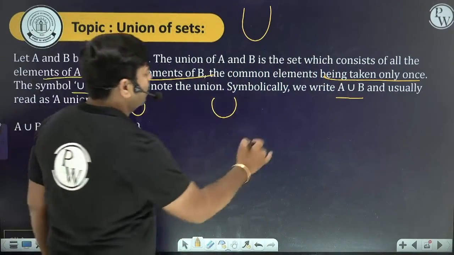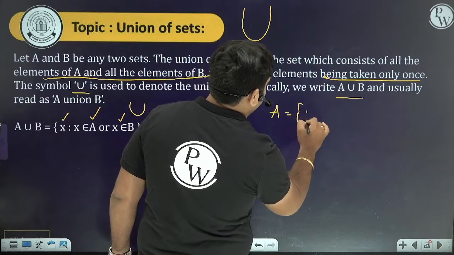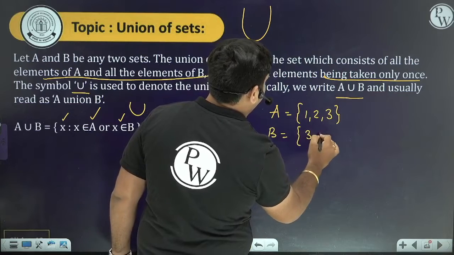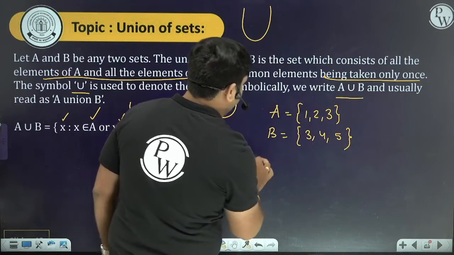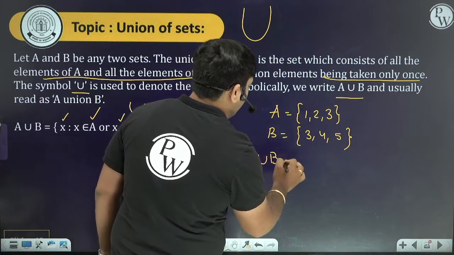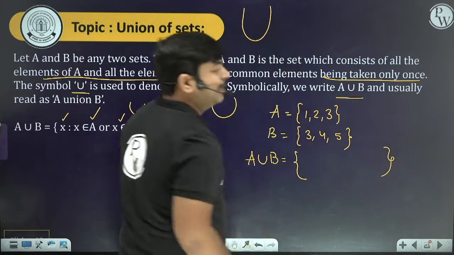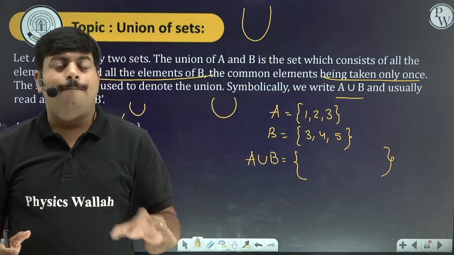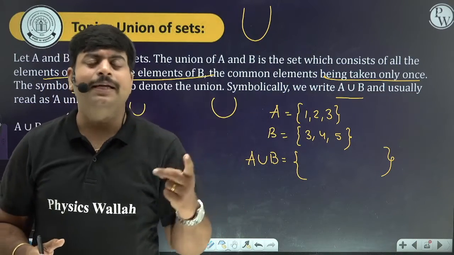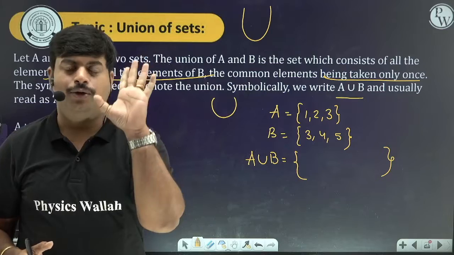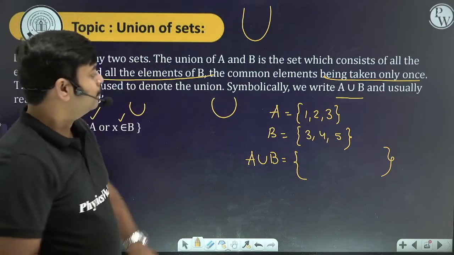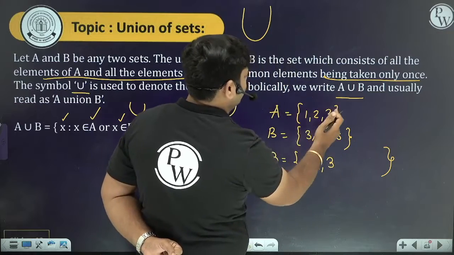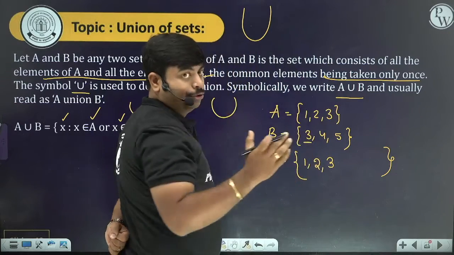For example, I have A is equal to {1, 2, 3}. B is equal to {3, 4, 5}. So I want to write A union B. A union B, I need to list out all the numbers of A and B, all. But if there is any number repeated, you should only include once. No need to write that multiple times, okay? So 1, 2, 3. 3 is already included, no need to include that again.